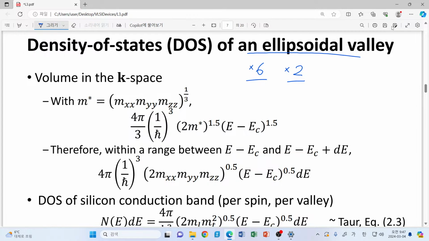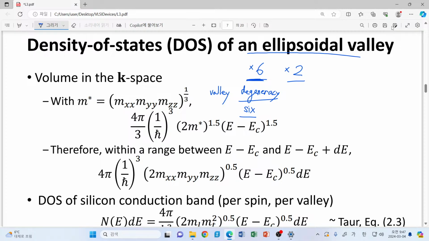Why do we have to multiply number 6? This is degeneracy involved with 6 different valleys. This is sometimes called valley degeneracy. We have 6 different minimums in our silicon conduction band, so we must multiply this one.